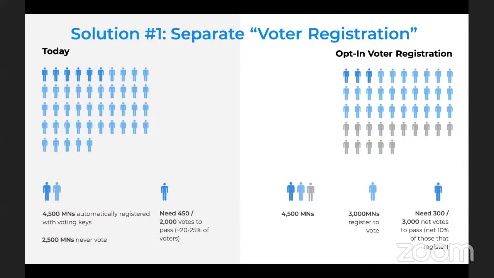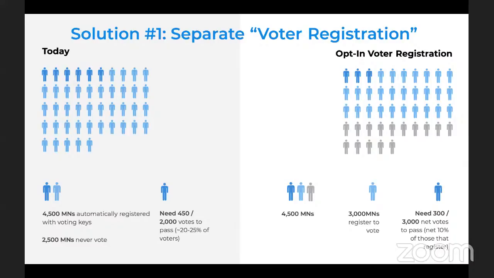Right now, on the left, you see that we have around 4,500 masternodes operating on the network. They all have registered voting keys, of course. Around 2,500 of them never cast a vote, or haven't cast a vote in the last year. Yet, in order for a proposal to pass, around 450 votes are needed out of the 2,000 that participate at all. And so it's really a net 20 to 25% of voters that is needed in order to pass a proposal today.